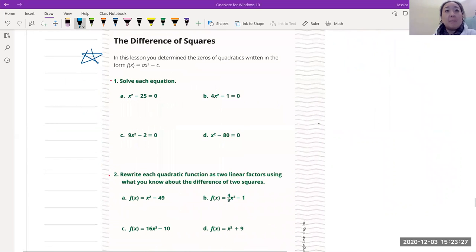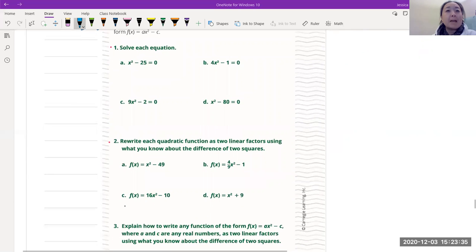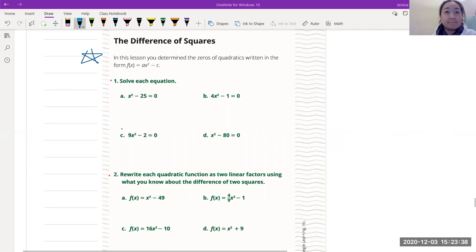All right, so what I would like you to do is just press pause and do 1, 2, and 3. Once you do that, I want you to unpause and then check. All right, go. Or should I say stop? All right, so it says solve each equation. So we're gonna just solve this the way we normally would solve them, right?